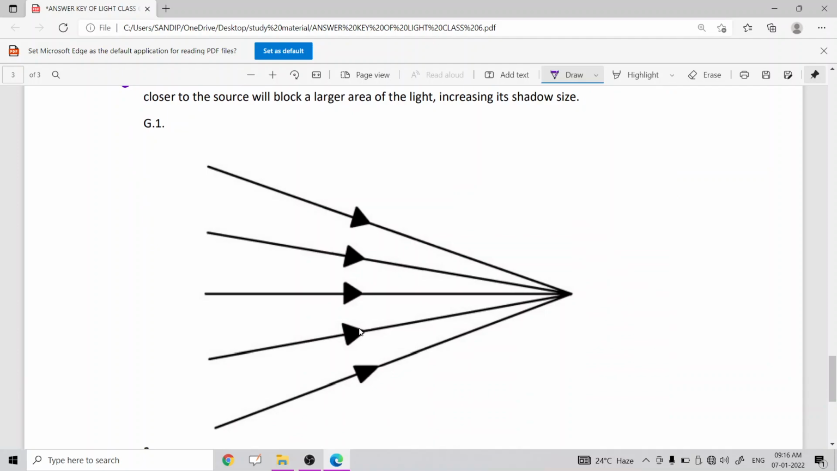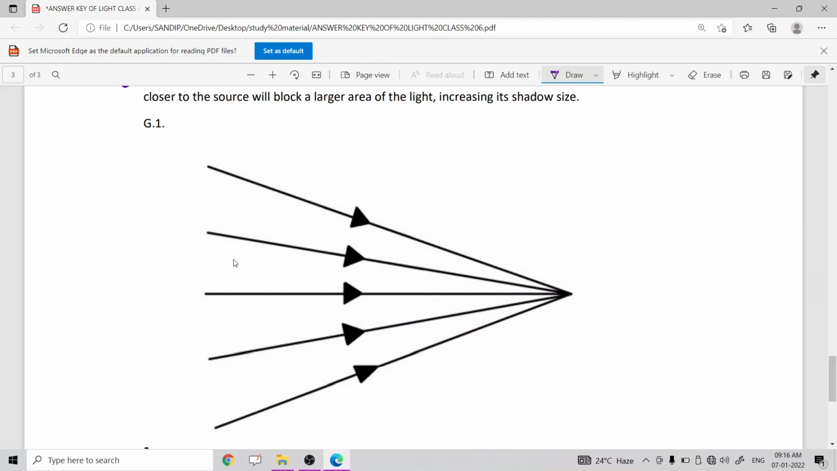Now, question number 4, that is state the characteristics of the shadow formed by an extended source of light. It is also discussed in your textbook. So here you have to write the characteristics with the help of your book.